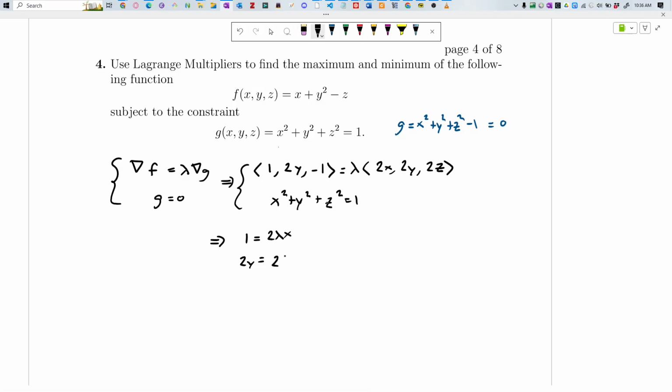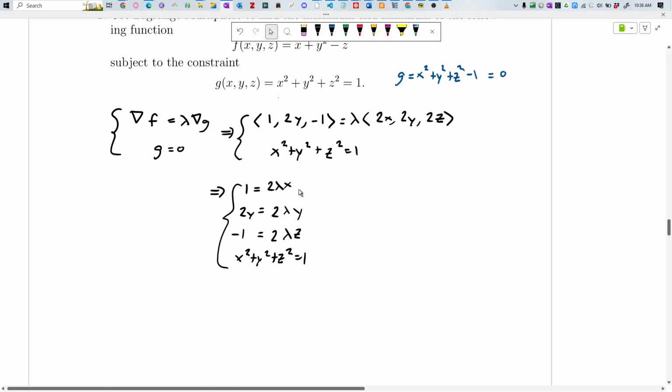I'm debating as to whether I should put lambda in front. I think I've been doing that, so let me do that. And minus 1 is equal to 2 lambda z. And lastly, x squared plus y squared plus z squared is equal to 1. So we have a system of 4 equations and 4 unknowns, the unknowns being x, y, z, and lambda. All right, now let's see what we can do with this.